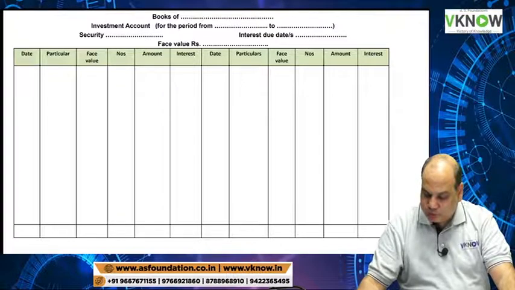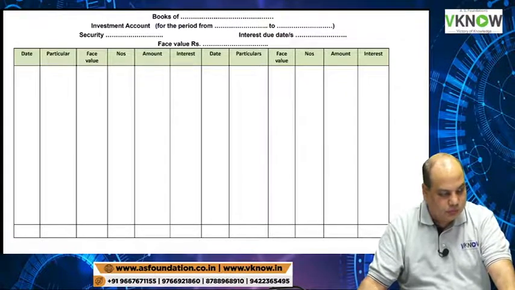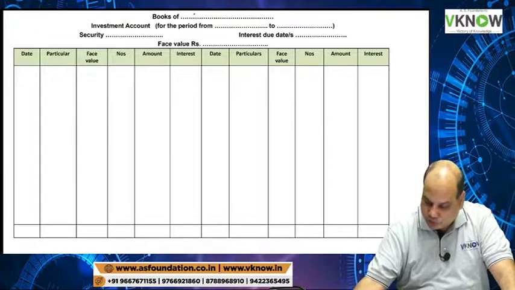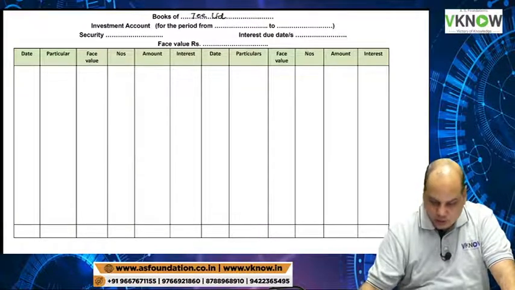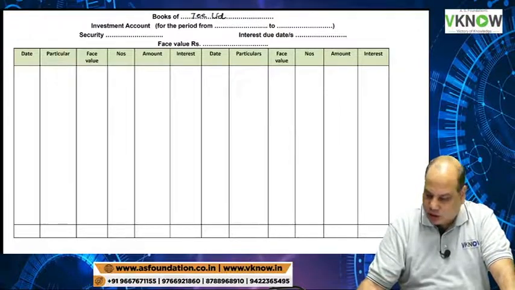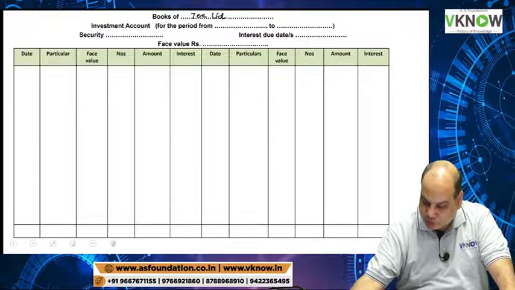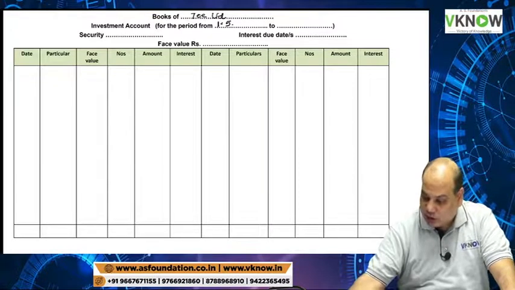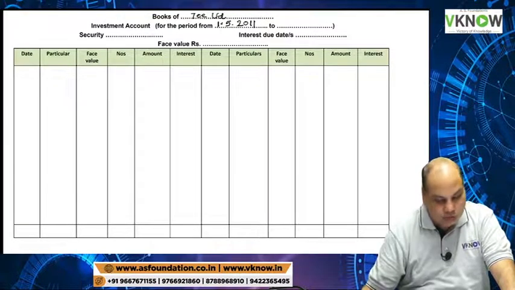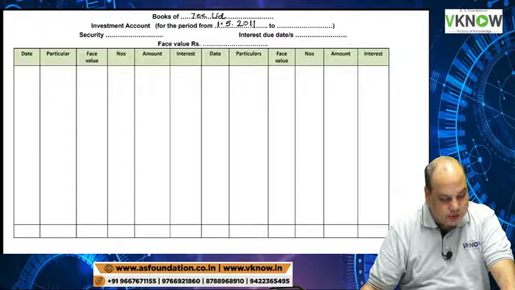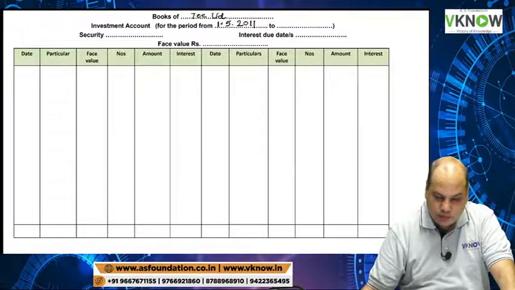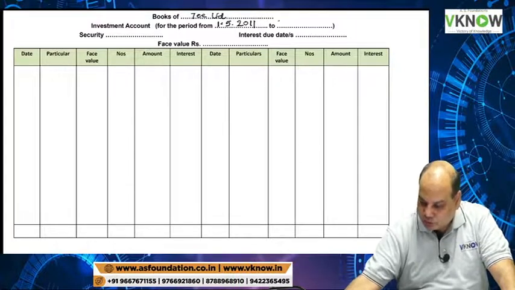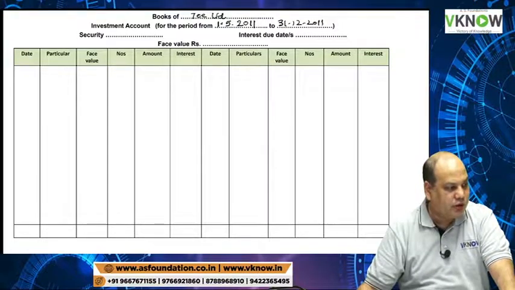Books of T Limited. Investment account. This investment was purchased on 1st May. So I will start from 1st May only. My accounting will start when I purchase on 1st May, and the year ending date in this question is 31st December 2011, because there is no opening balance.